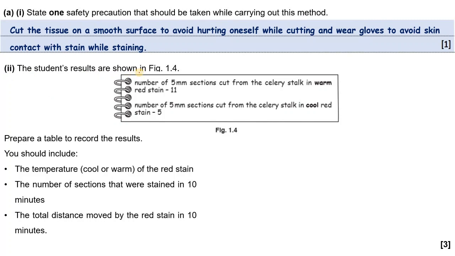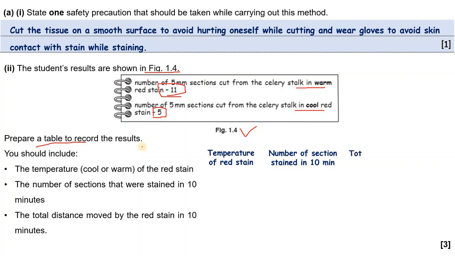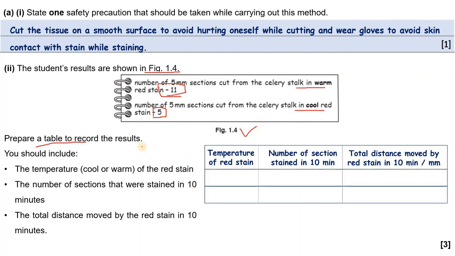Next, the students' results are shown in figure 1.4. This is figure 1.4. The number of 5 mm sections cut from the celery stalk in warm red stain is 11. And the number of 5 mm sections cut from the celery stalk in cool red stain is 5. Prepare a table to record the results. You should include the temperature, cool or warm, of the red stain, the number of sections that were stained in 10 minutes, and the total distance moved by the red stain in 10 minutes. Make the table of this and record the results.